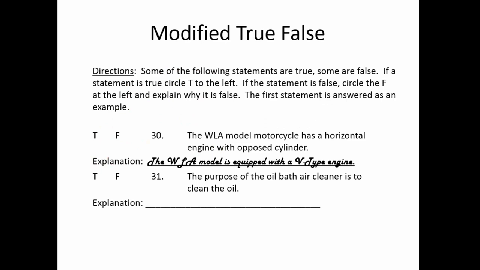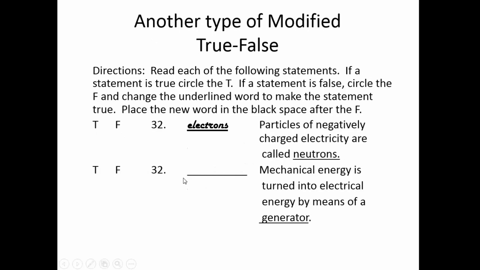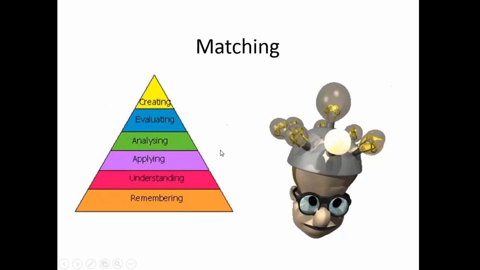One of the things that I think is kind of a neat way to do true-false is what we call a modified true-false, where we say some of the statements are true, some are false. If the statement is true, circle T. If the statement is false, circle F and explain why it's false. And I think that's a really good way to do true-false. Another modification is: read the statement. If it's true, circle T. If the statement is false, circle F and change the underlined word to make the statement true. So again, you're using it to get at a little higher level of knowledge.